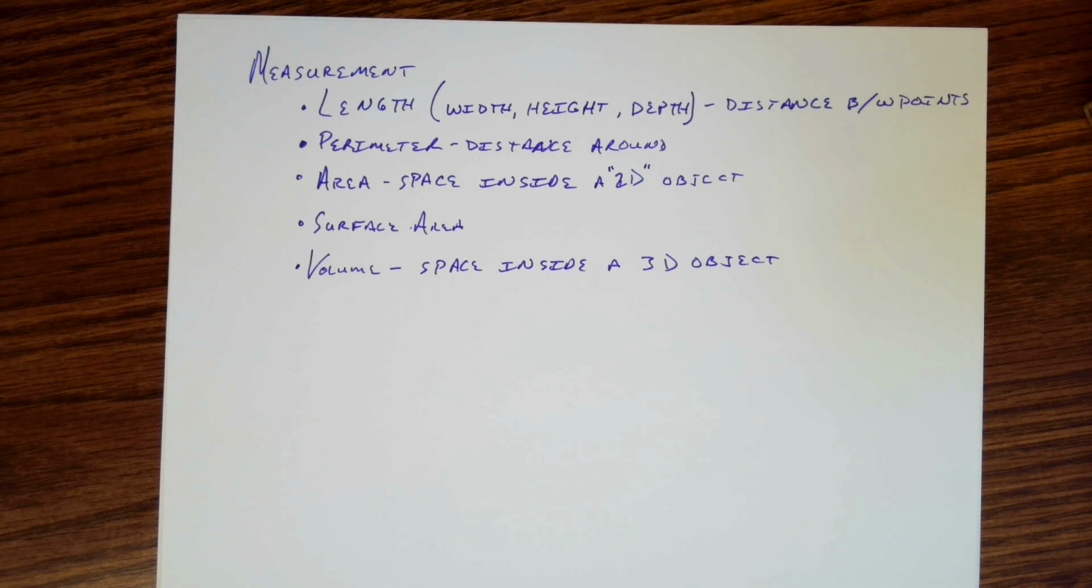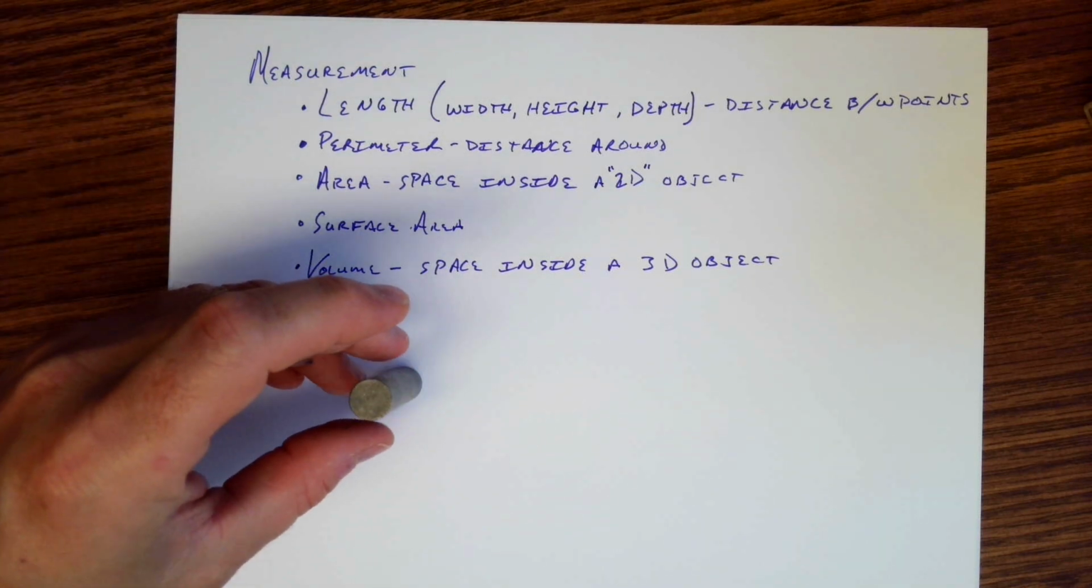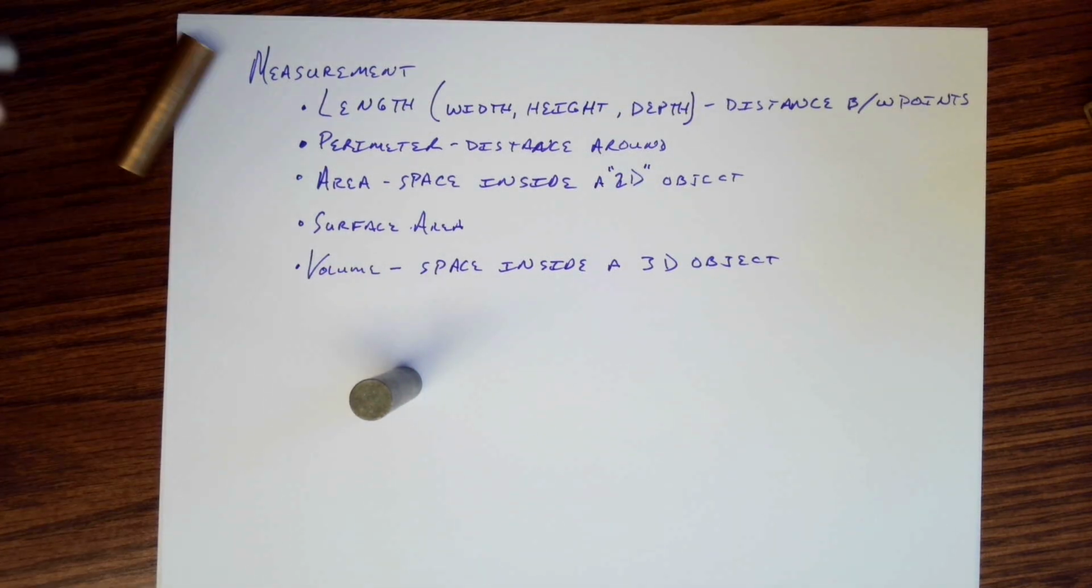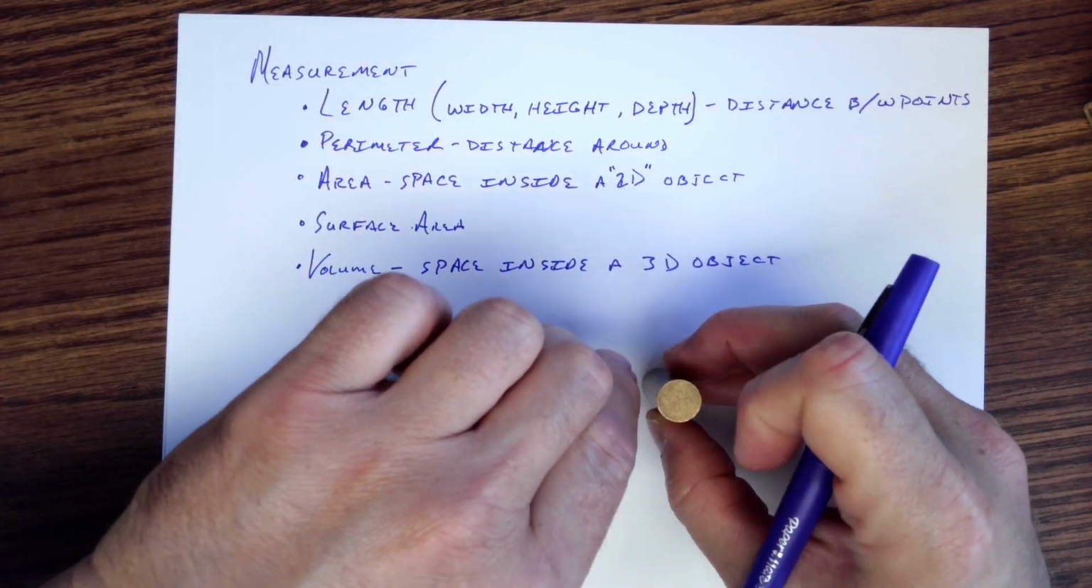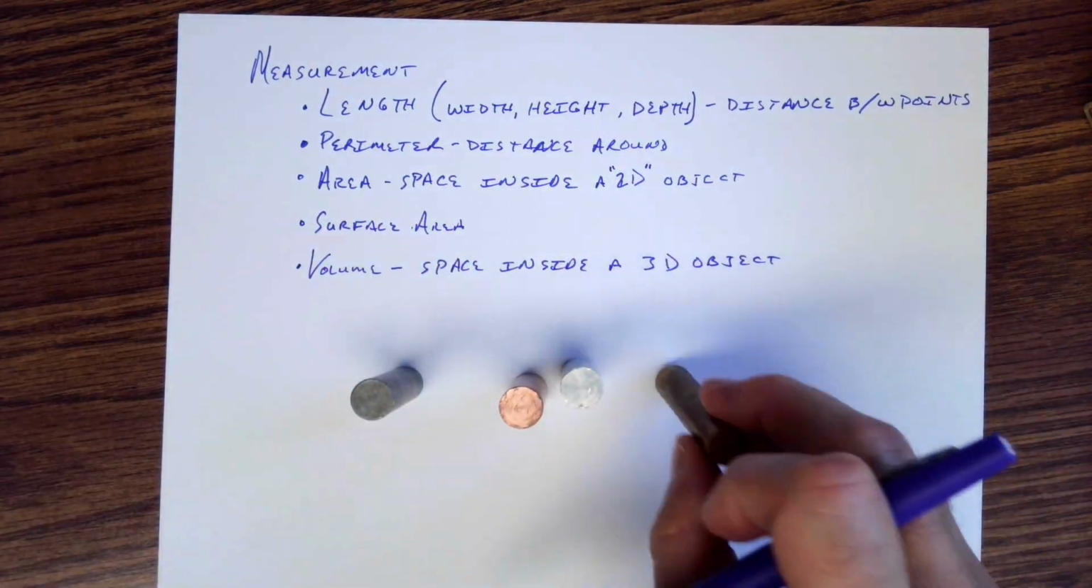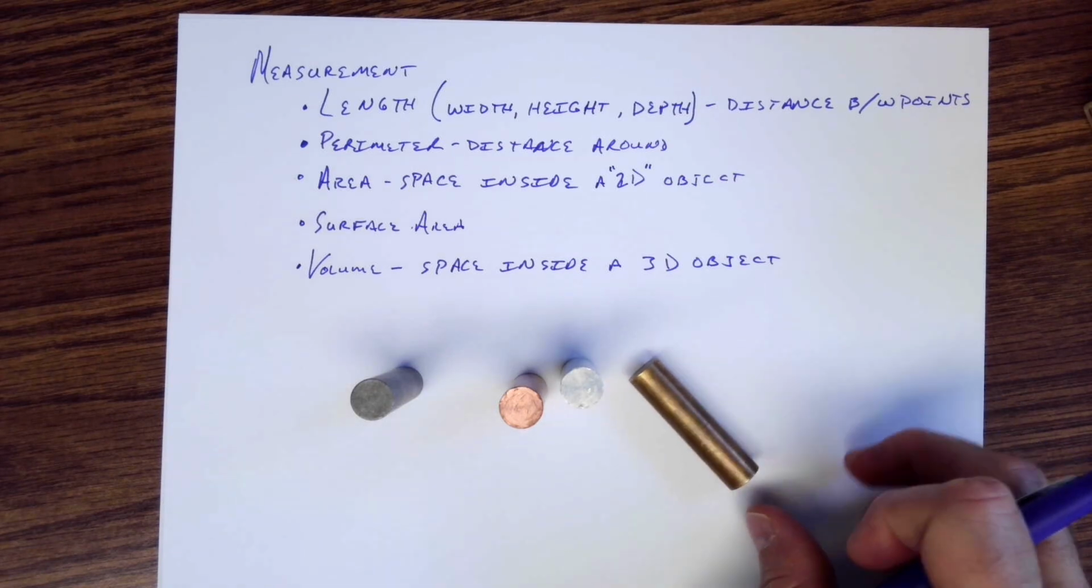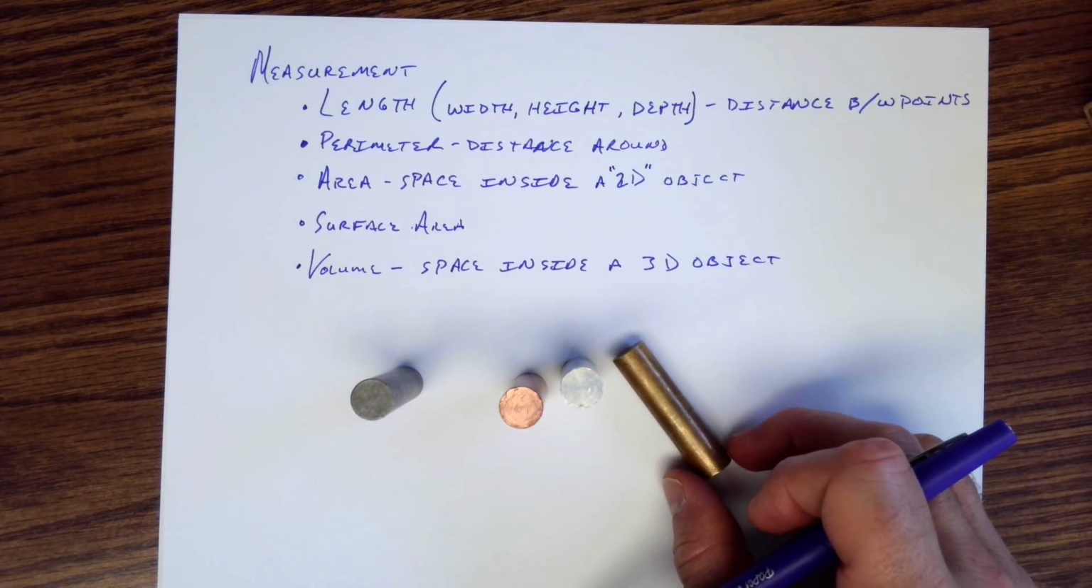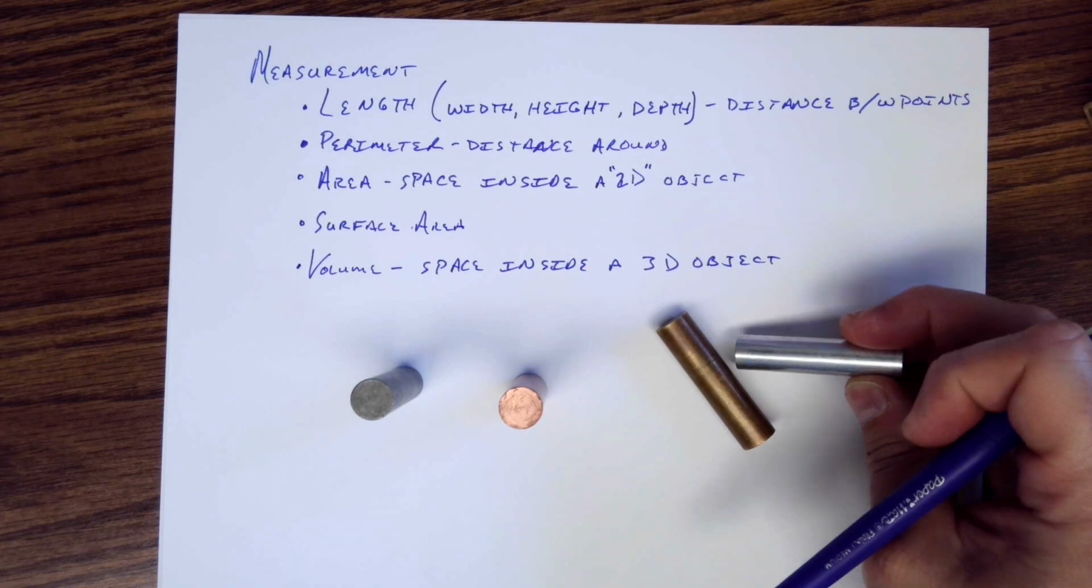Like for instance, these are just a very quick discussion. We have a few objects here, kind of hard to see, but these are cylinders, and I'm placing them in such a way that it's easy to see that these are all the same size.